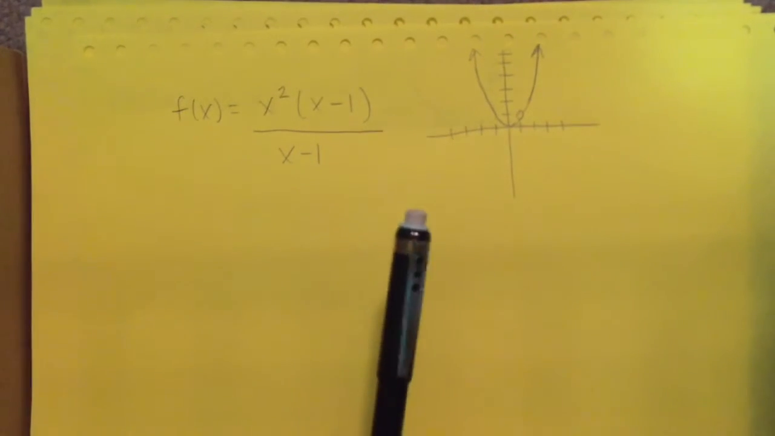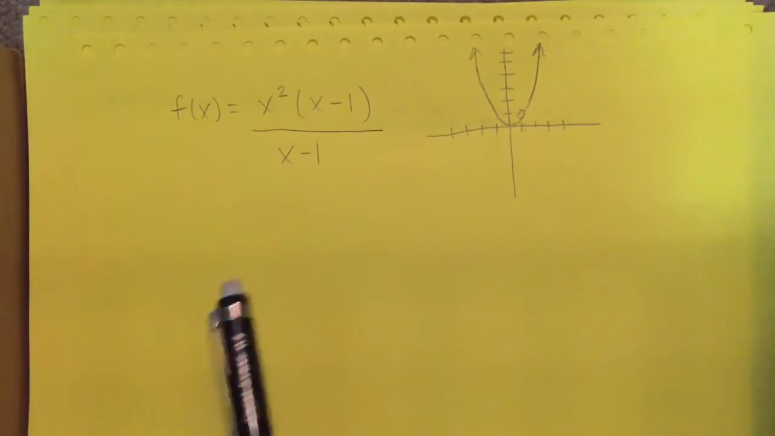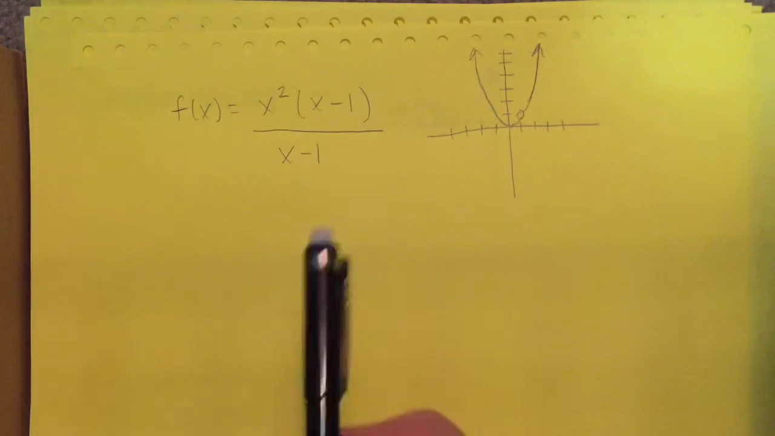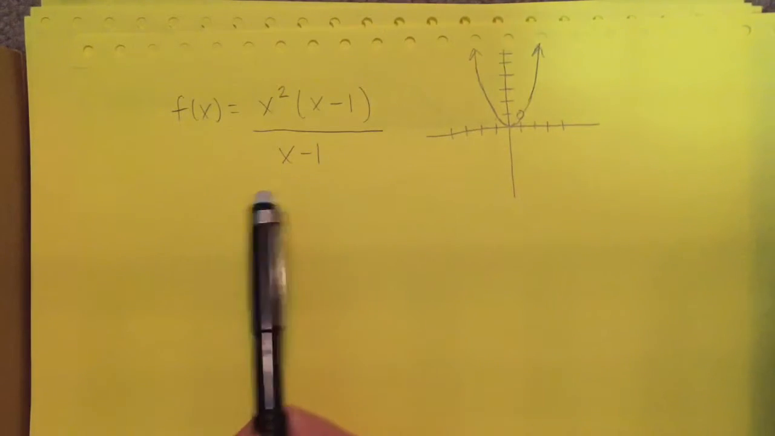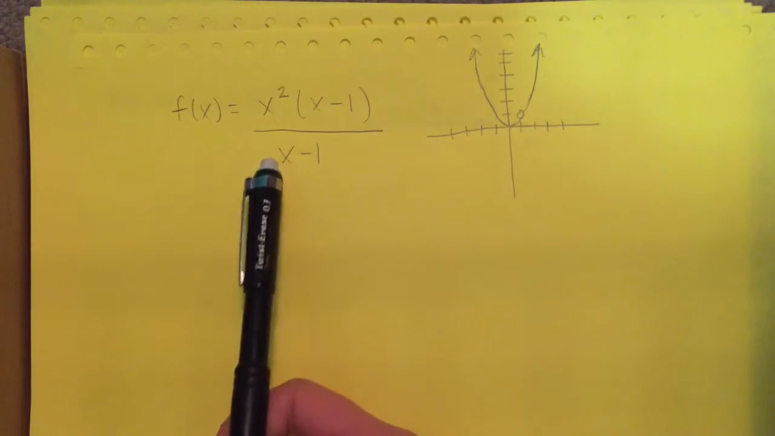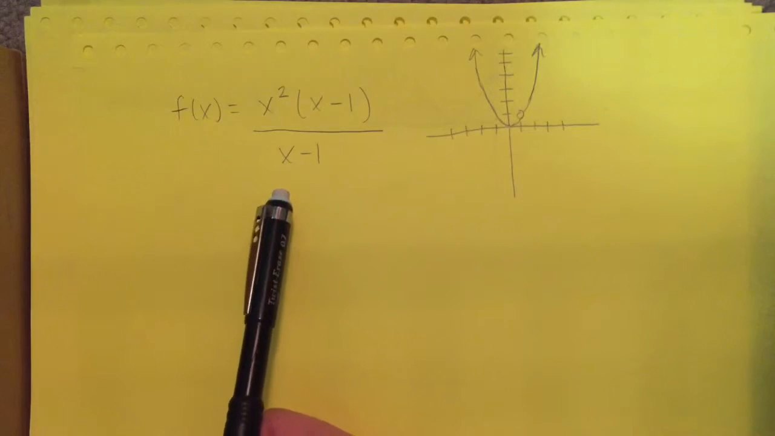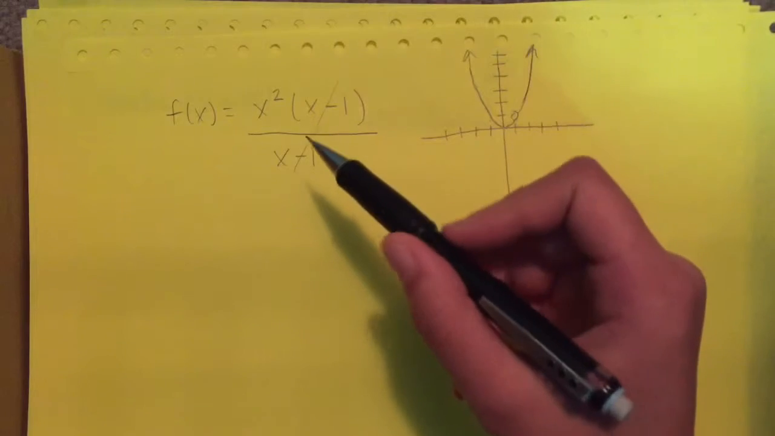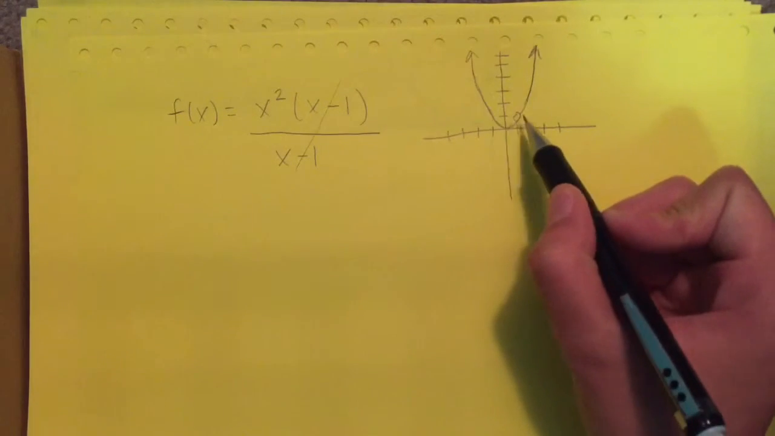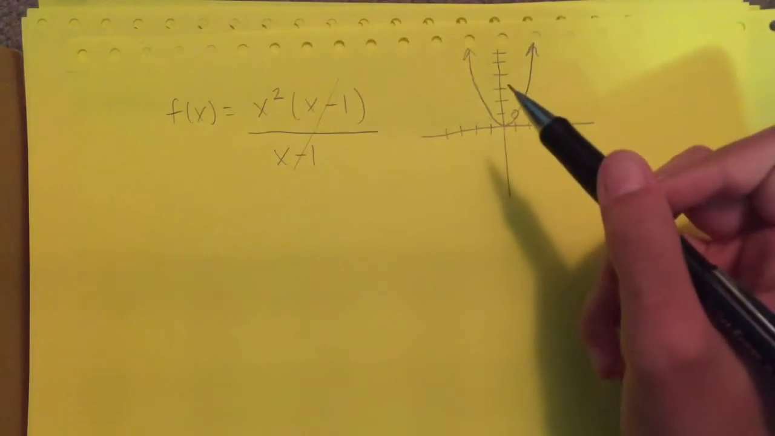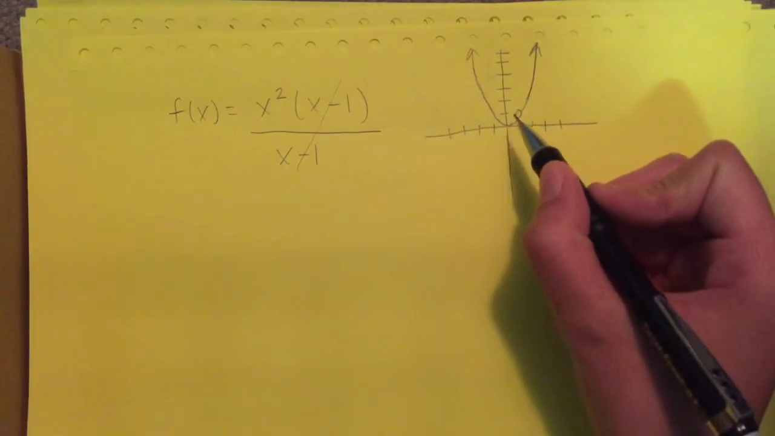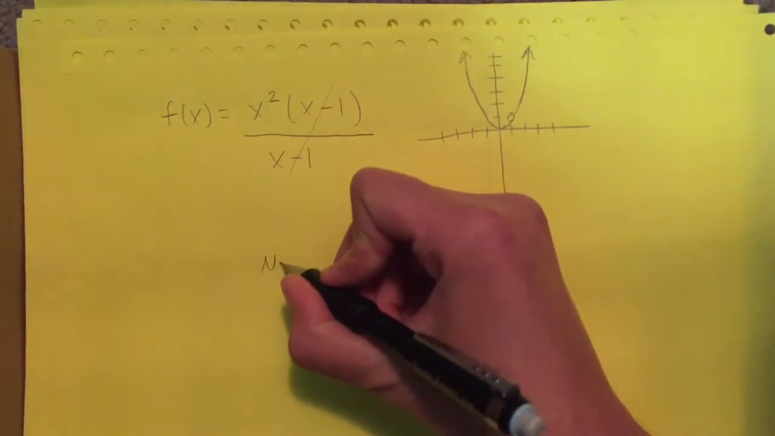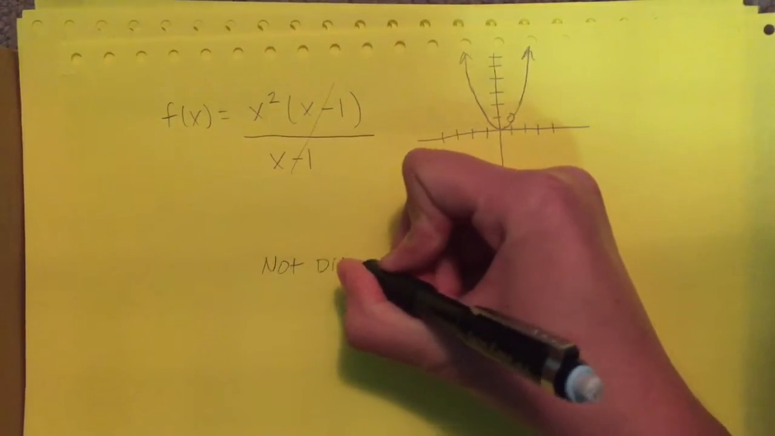So this is an example of why a function would not be differentiable. For this example, we are given our function f of x equals x squared times x minus 1 over x minus 1. Right away we can see that this will cancel, leaving us with a hole at x equals 1. So obviously this means it's not continuous. Because it's not continuous, the function is not differentiable.